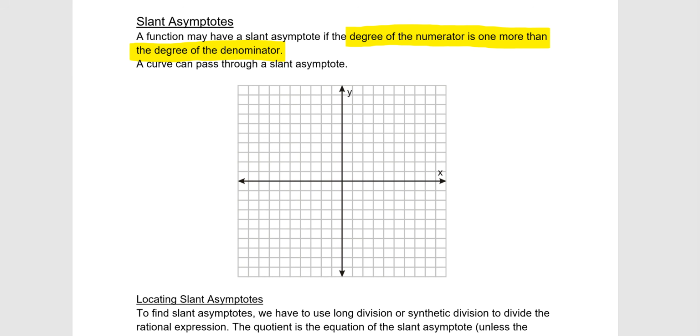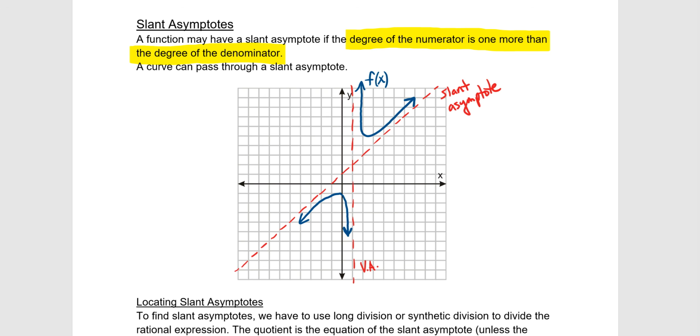And just like a horizontal asymptote, a curve can pass through a slant asymptote. So let's see what this looks like on this example. It might look something like this. I threw in a vertical asymptote for this one also. So you clearly can see this slant asymptote right here, and the function approaches it as it goes this way over here and to the left over here.